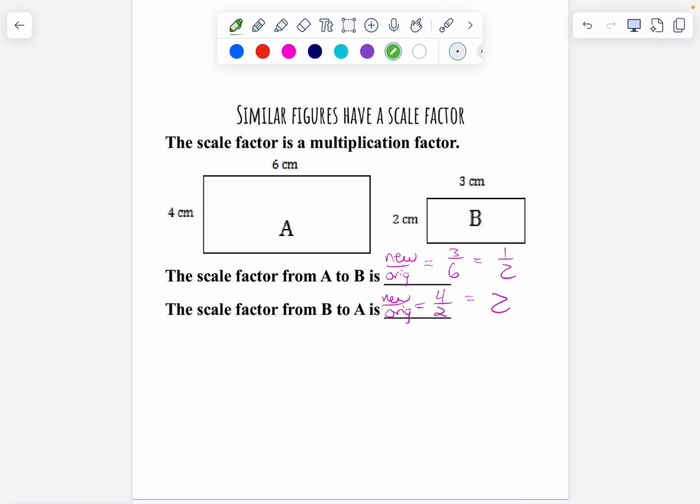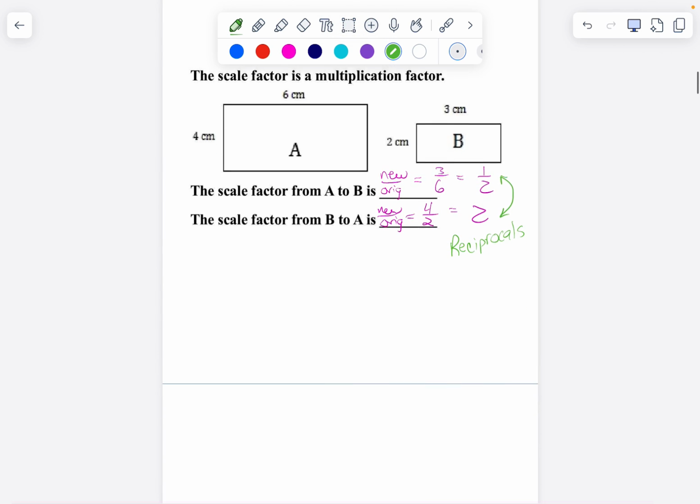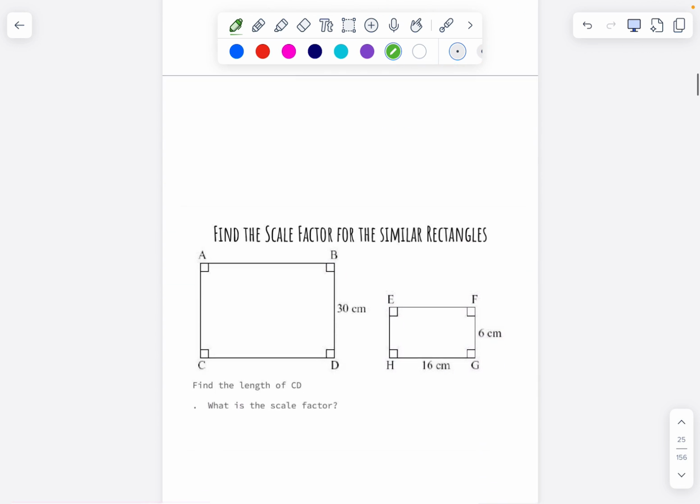What do you notice about those two? Yeah, what's that called in math? Yep. Okay, so depending on the direction, your scale factor is just the reciprocal. But do note also, there's no division, right? We're multiplying by 1/2, we're multiplying by 2. Also, it's a lot different, so make sure you get the direction correct.